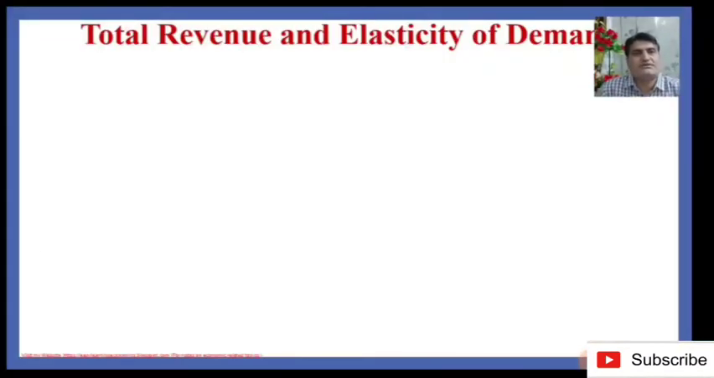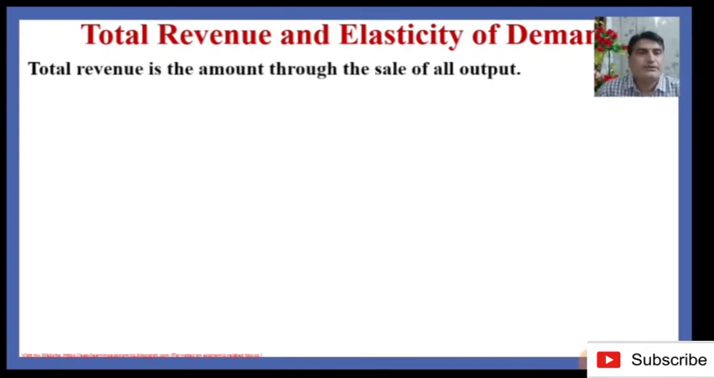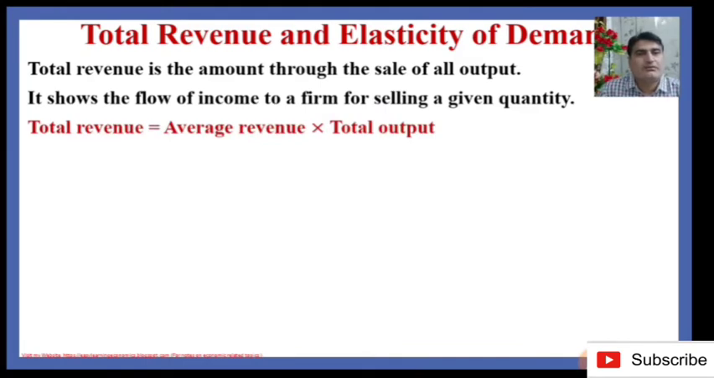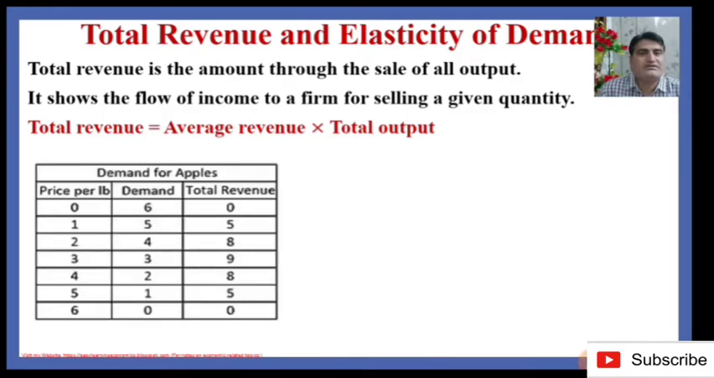What is total revenue and elasticity of demand? Total revenue is the amount through the sale of all output. Total revenue shows the flow of income to a firm for selling a given quantity. Total revenue we can explain as the average revenue multiplied by the total output. You can see here in the table that the price is 1, 2, 3, 4, 5, 6 pounds and the demand is 6, 5, 4, 3, 2, 1, 0. The total revenue means price into quantity demanded.